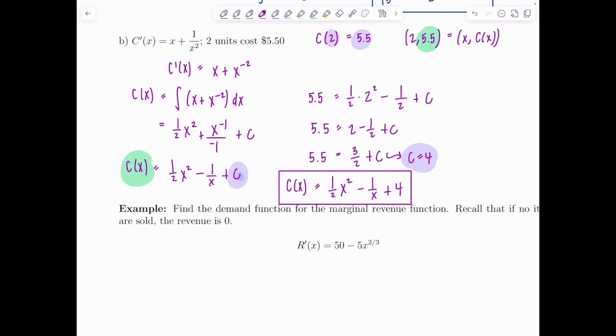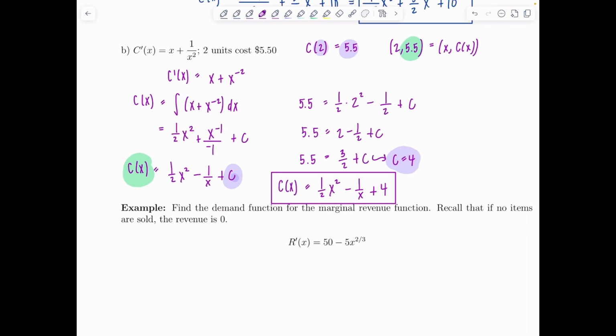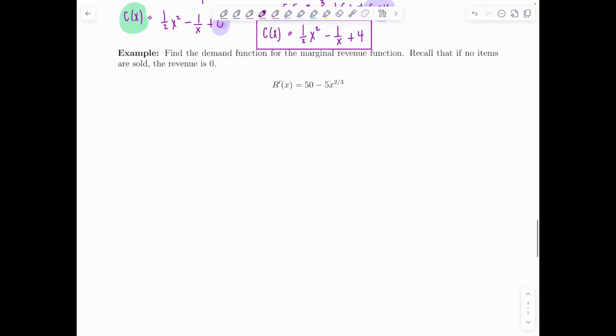You ready? Okay, find the demand function for the marginal revenue function. Recall that if no items are sold, the revenue is 0. So that tells me when you have your revenue function r of x, right? That's revenue. They're telling me r of 0 is 0. Okay, so let's see, what did they give me? They gave me marginal revenue, so r prime of x. I could find the revenue function if I take the antiderivative, but wait a minute, they want the demand function. They didn't ask for the revenue function. How am I going to get there?